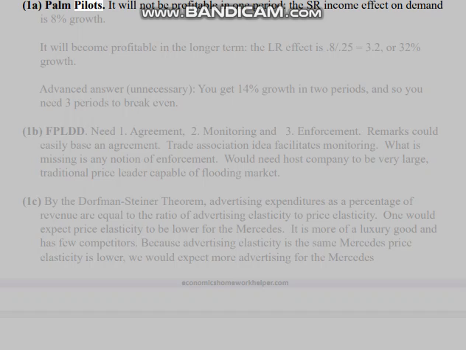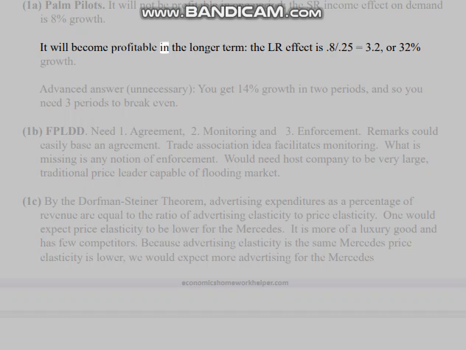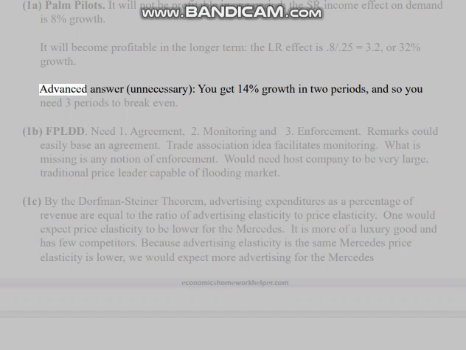1. Short questions. 1a. Palm Pilots. It will not be profitable in one period. The SR income effect on demand is 8% growth. It will become profitable in the longer term. The LR effect is 0.8/25, which is equal to 3.2, or 32% growth. Advanced answer, unnecessary: you get 14% growth in 2 periods, and so you need 3 periods to break even.